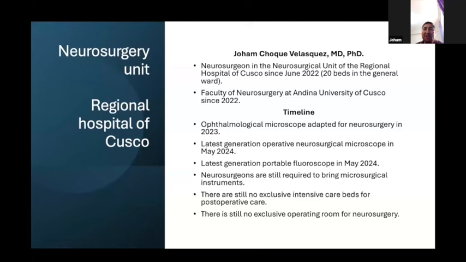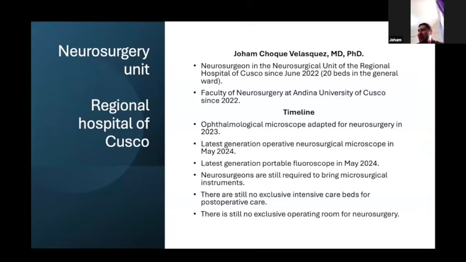Some introduction about me. I have been working in the Regional Hospital of Cusco, Peru since June 2022. We have around 20 beds in the general ward with some intensive care unit beds, and we are six neurosurgeons working with all the nursing staff of a general hospital. This is not a very high demand hospital, as we will see soon from the population. I am also working as a docent in the university here in Cusco.